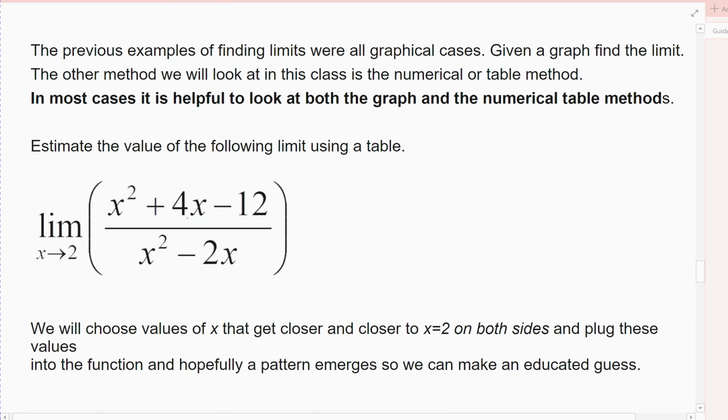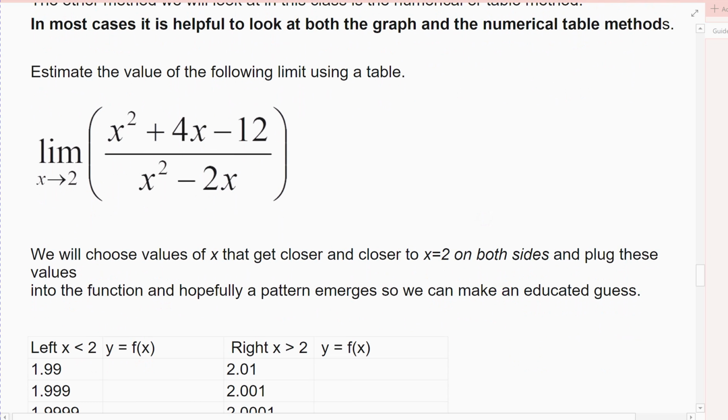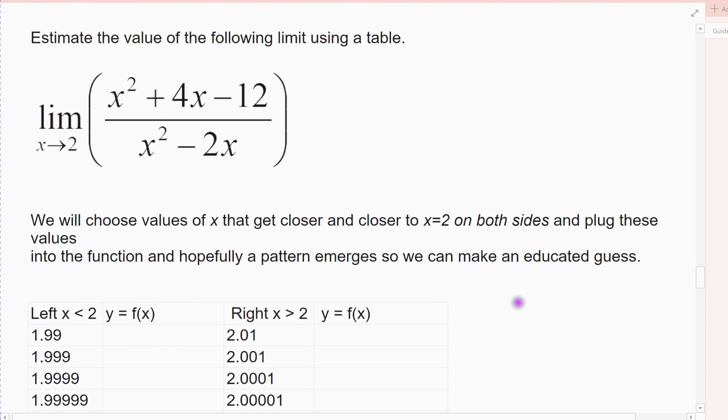Okay, today's example is going to look at a limit of a function using a table instead of a graph, although we will still come back to the graph because we're going to stick to most of the graphs in this class. But as the previous example finds limits, again, we're all graphical cases. Given a graph of a limit, we're going to look at one other method called the table method in this class. Again, sometimes it's helpful to look at both, right? Especially if it's really hard to understand. Both methods work great, and since you can find tables on your graphing calculator, it is nice to do both methods.